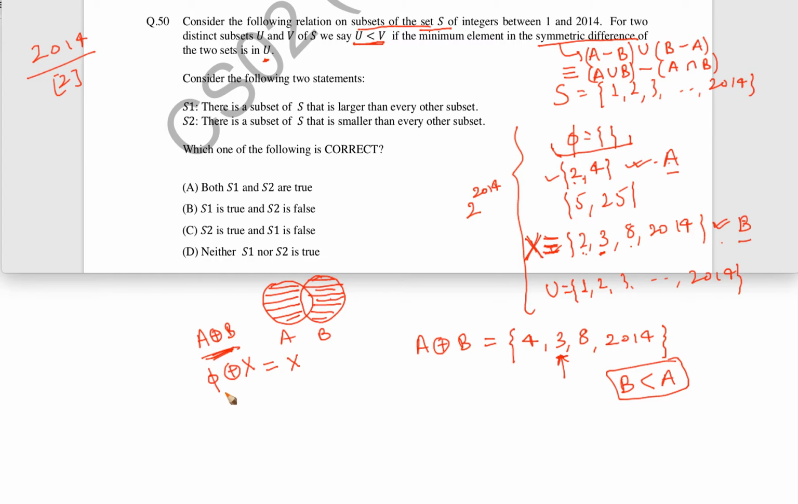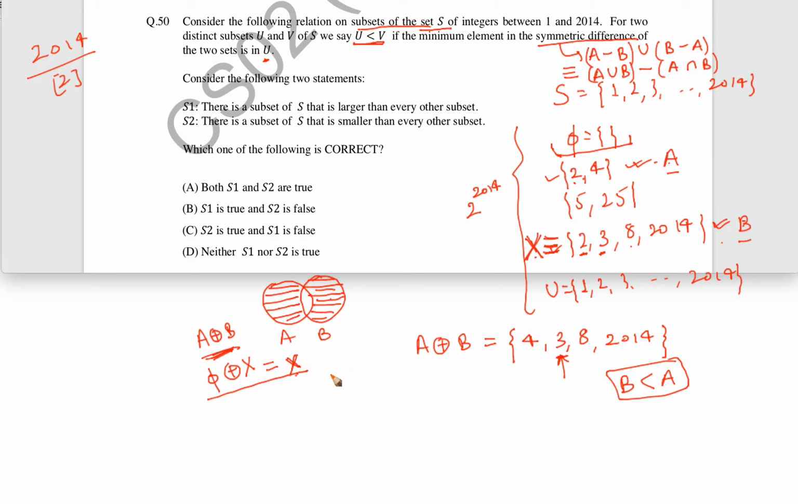You must have directly read this formula also, that the symmetric difference of any set with respect to phi is that set itself. Now we have seen that the symmetric difference is this. What is the minimum element in this symmetric difference? There will be some minimum element. In this case 2 is the minimum element, and that will lie in which set? Obviously in X, because the symmetric difference is the same as set X itself.